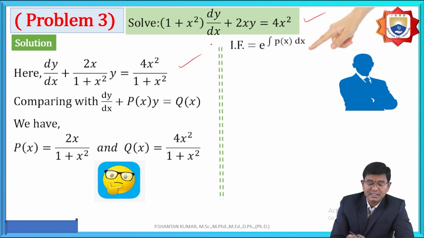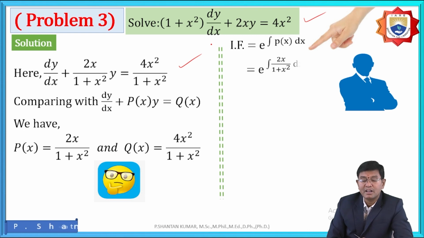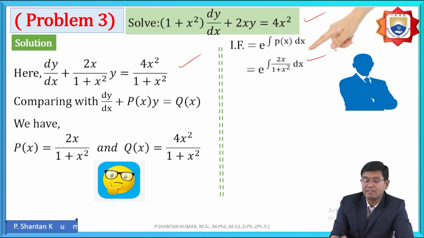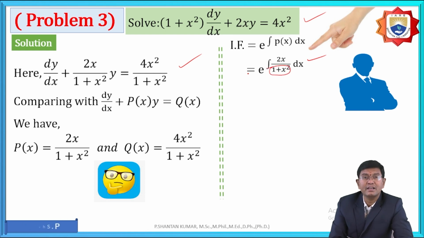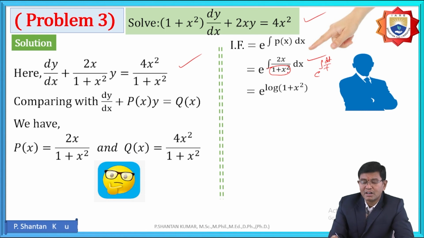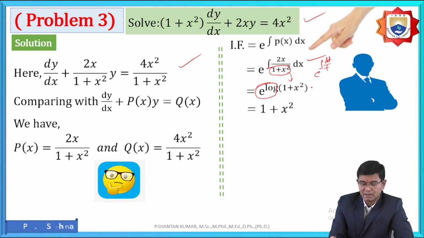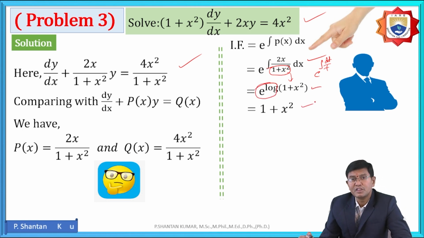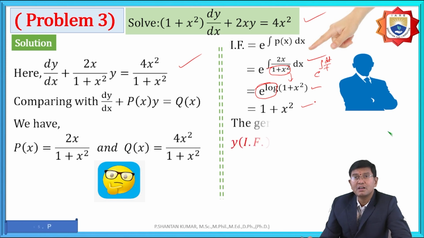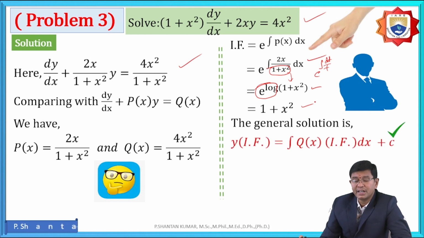Therefore, integrating P dx is nothing but integrating 2x by 1 plus x square. Now here we need to do the integration. We take 1 plus x square is equal to t, and the numerator is dt. The integral is dt by t, and the integration of dt by t is log t. Therefore, t is whatever we assumed, 1 plus x square. And again, e power of log of 1 plus x square is nothing but 1 plus x square, because the base is cancelled. The remaining term is 1 plus x square. Hence the general solution is y into the integrating factor is equal to integration of Q into the integrating factor dx.